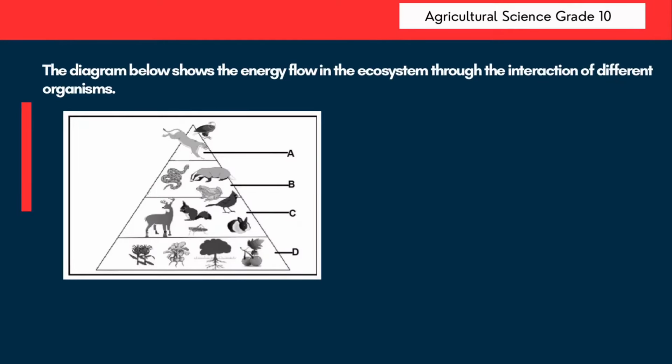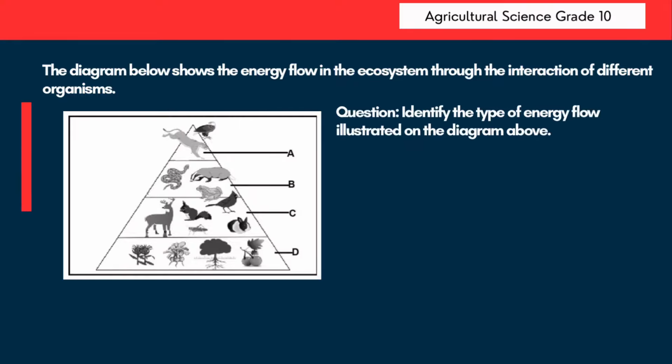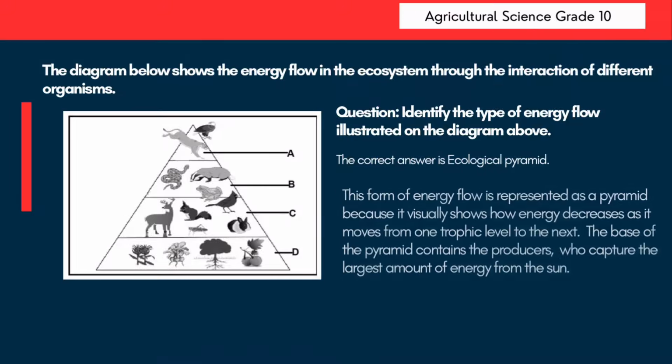Agricultural Science Grade 10, Agroecology. The diagram below shows the energy flow in the ecosystem through the interaction of different organisms. Question: identify the type of energy flow illustrated on the diagram above. The correct answer is ecological pyramid.